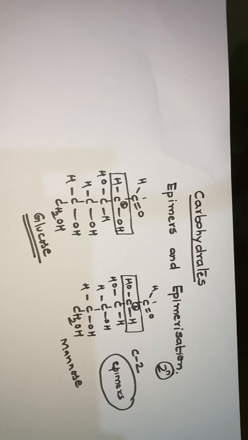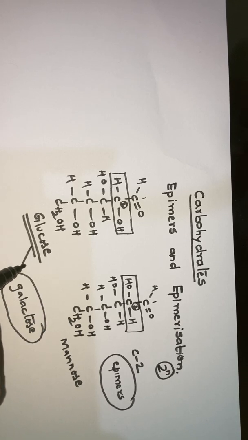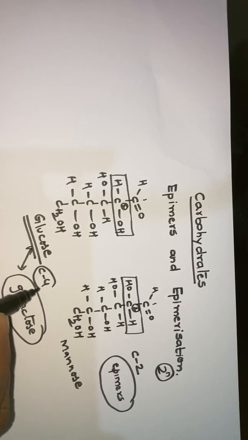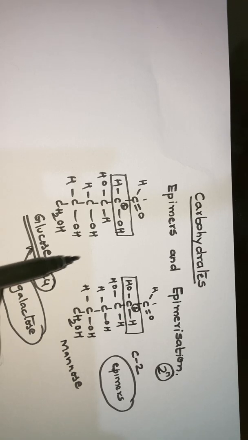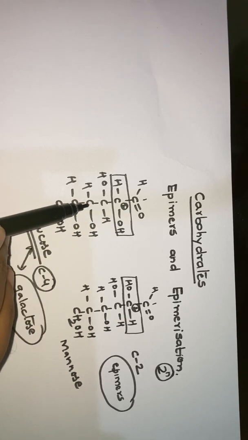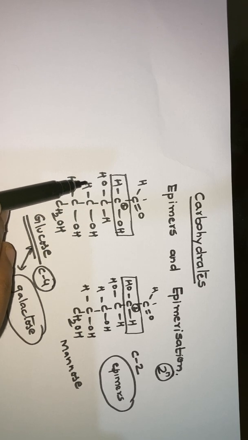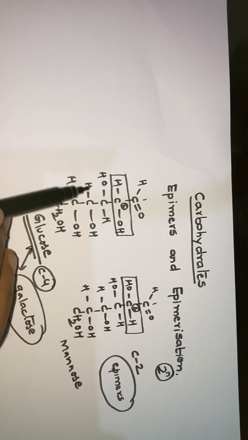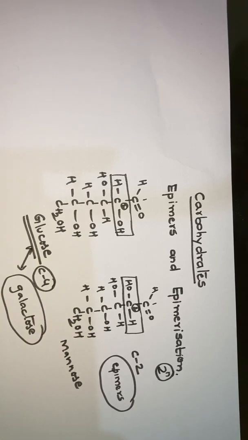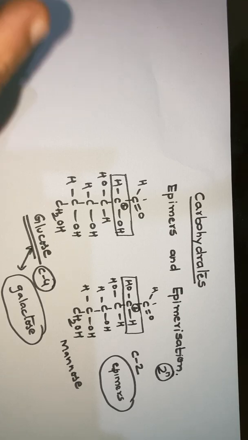Similarly, glucose and galactose. Galactose is another isomer. So glucose and galactose are C4 epimers. That means they differ in configuration at the fourth carbon atom: 1, 2, 3, fourth carbon atom. In glucose, the OH is on the right side, whereas in galactose, the OH is on the left side. So glucose and mannose are C2 epimers, glucose and galactose are C4 epimers. So these are epimers.